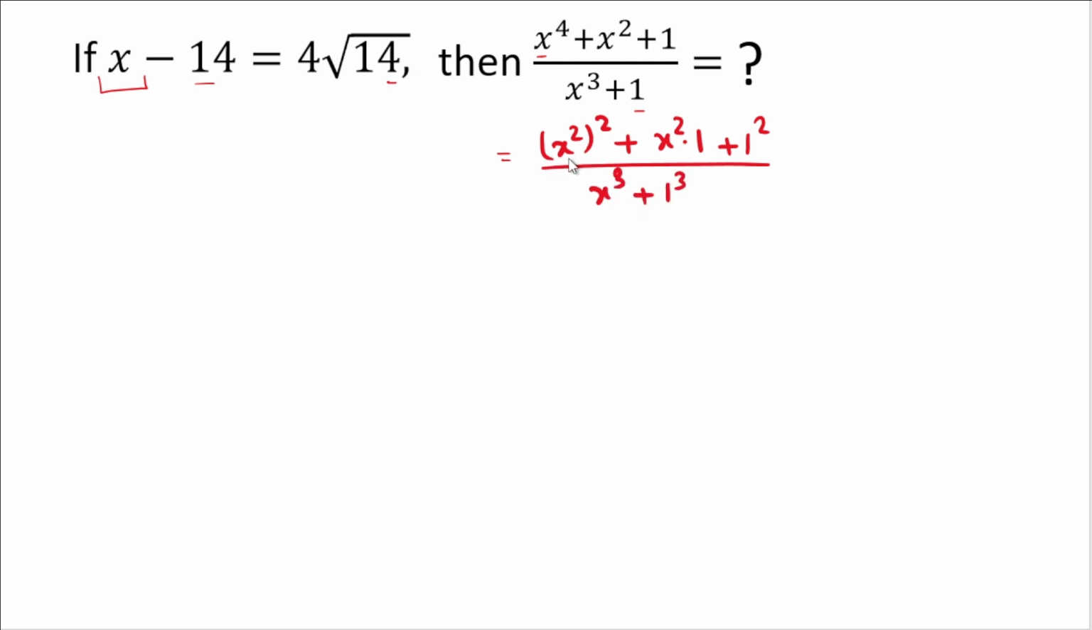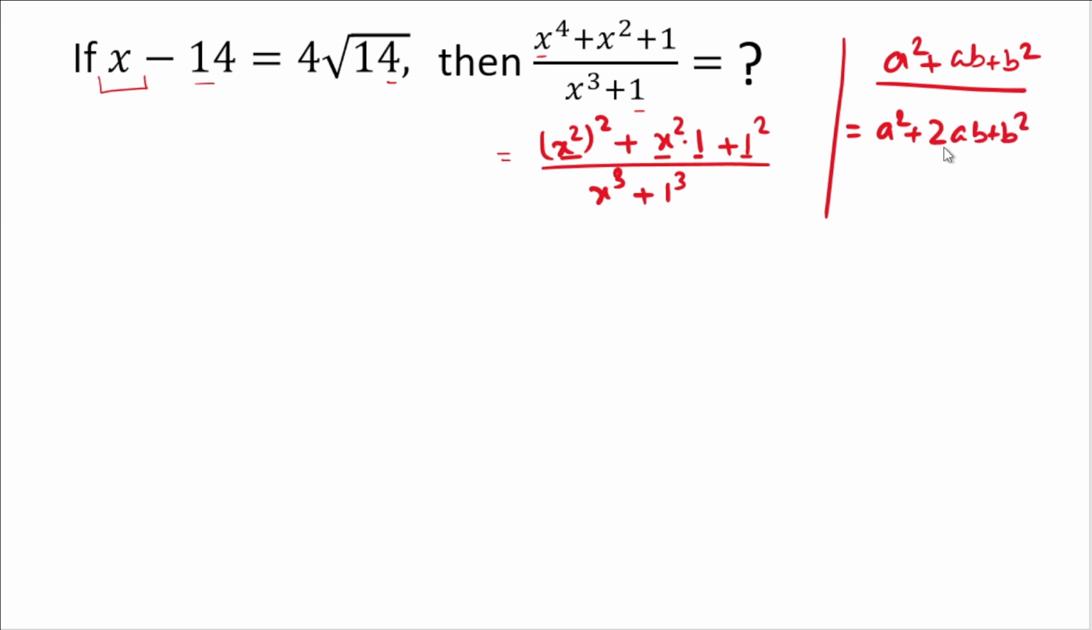Now if you look at it, it is in the form of a^2 plus ab plus b^2. Making this expression into a square form, we will add ab: a^2 plus 2ab plus b^2. Here we have added one ab, so we will subtract ab. Now it is (a plus b) whole square minus ab.